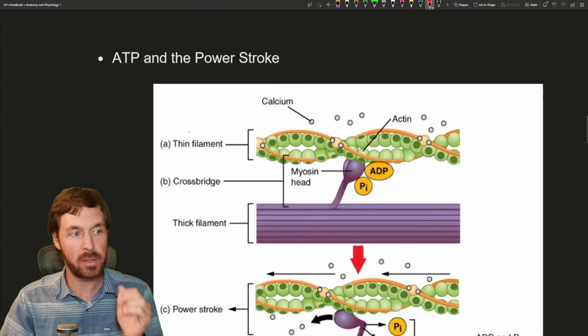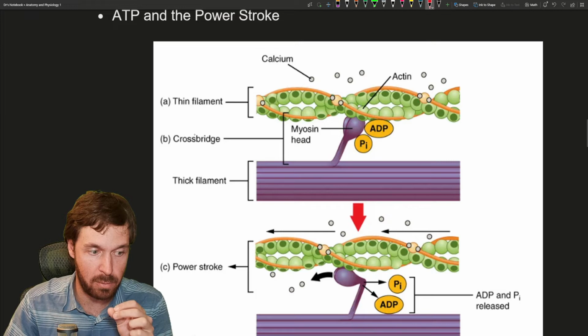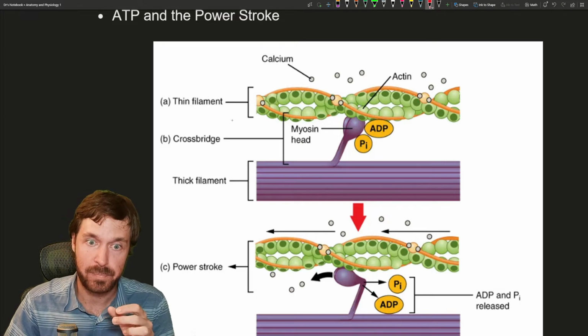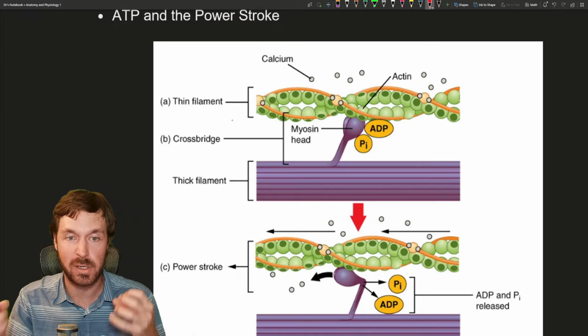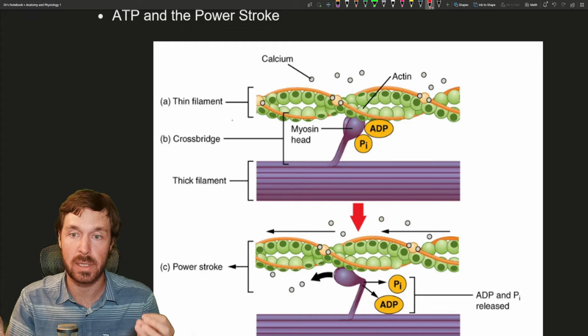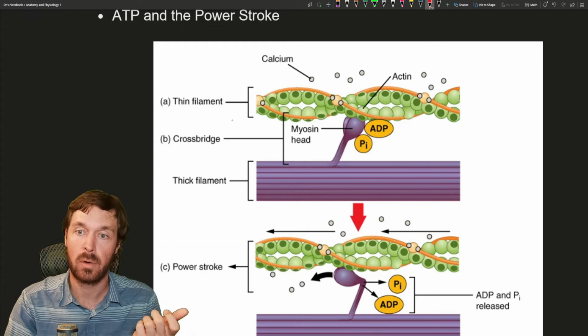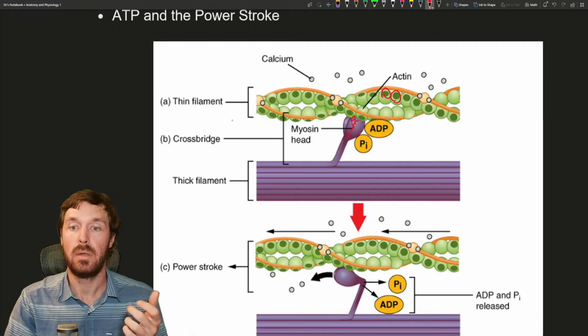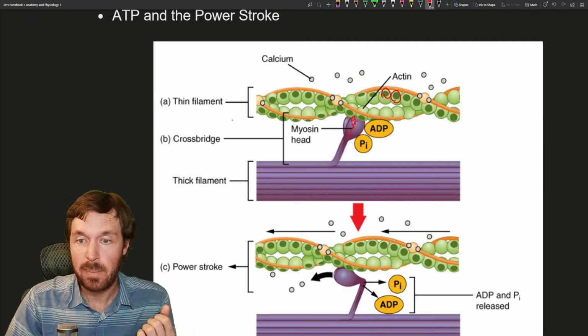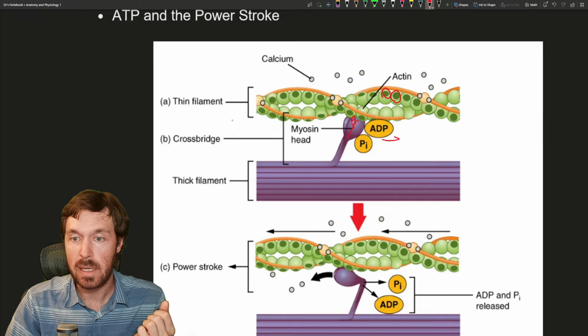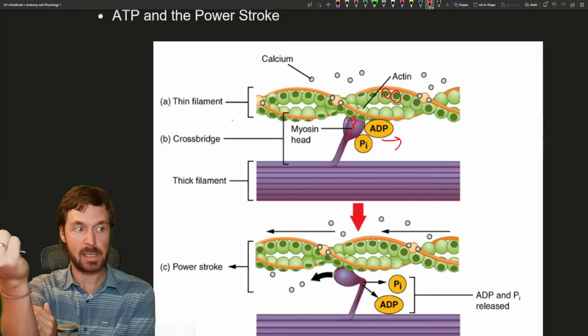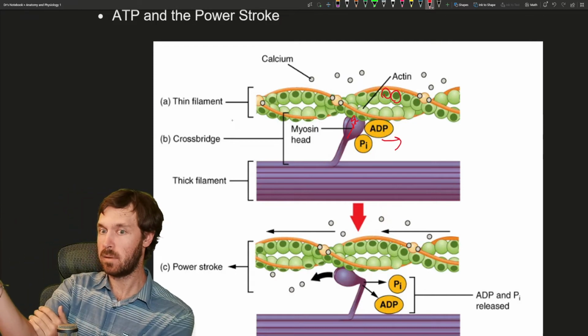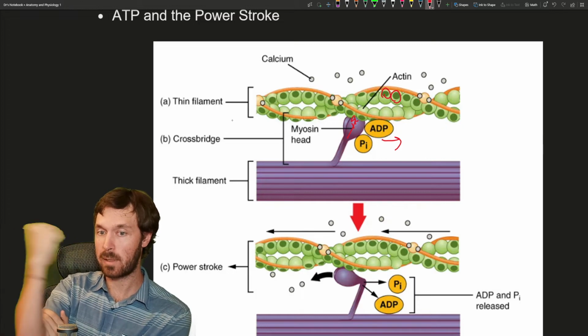So here, now we're going to talk about ATP and the power stroke. So ATP is required for muscle contraction. Why? At what stage is it needed? So here we have calcium. We have the binding sites open. Myosin heads are bound. Now you see this ADP and a phosphate. What happens is these two leave. When they leave, that causes the myosin head to go from this to this. That is known as the power stroke.